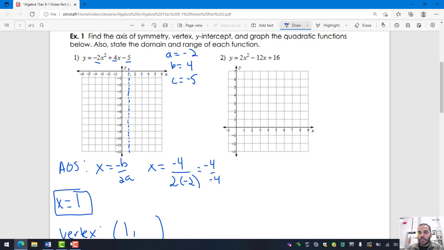So off to the side here, you can use a graphing calculator, super handy, but it would look something like this if you're doing it by hand. 1 squared is 1, negative 2 times 1 is negative 2, and then I add 4 and I subtract 5. Negative 2 plus 4 is negative 2, negative 2 minus 5 is negative 7, I believe. Or excuse me, sorry. Negative 2 plus 4 should be positive 2, and then 2 minus 5 should give you negative 3. Okay, that is your y coordinate for your vertex.